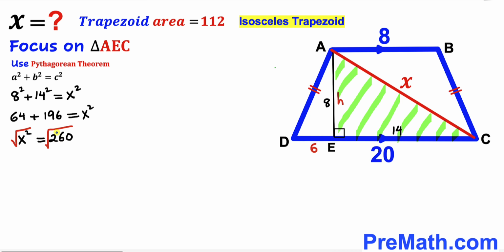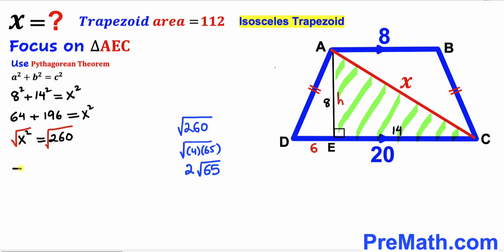Now let's focus on this right hand side. Here I have copied it down. We can see 260 could be written as 4 times 65. So we can write this as the square root of 4 times 65. And we know the square root of 4 is 2. So this is going to become 2 times the square root of 65. So I can replace that with 2 times the square root of 65.